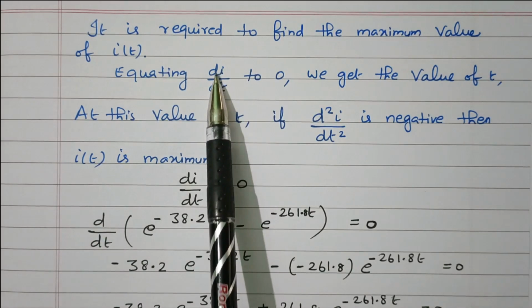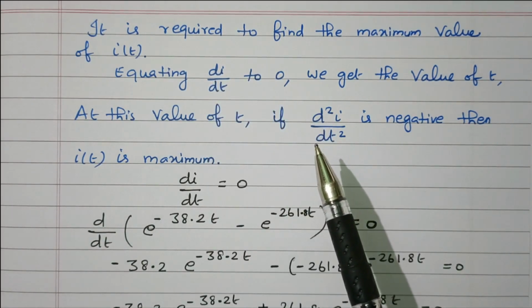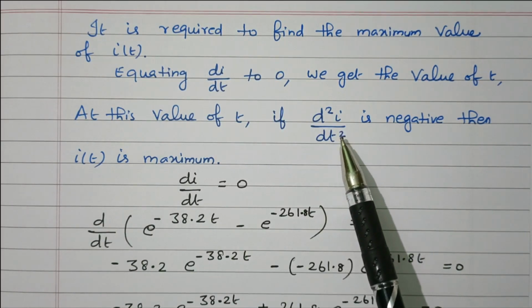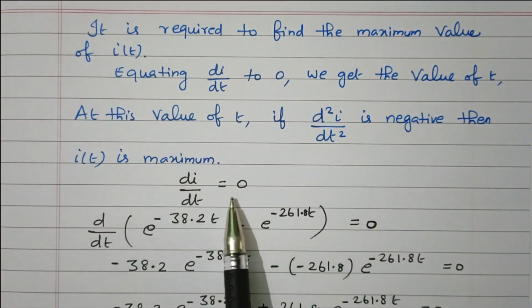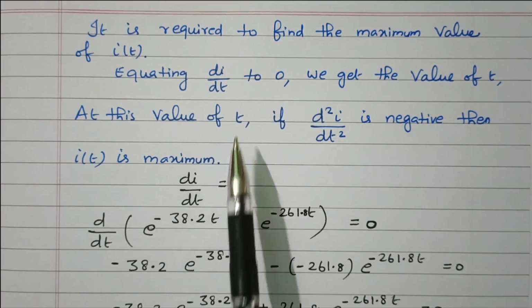We have to find the di by dt and equate to 0, so that we'll get the t value. That t value is substituted in the second derivative, so that will give a maximum. Right. So now we'll go for di by dt equated to 0, in order to get the time at which the current is maximum.